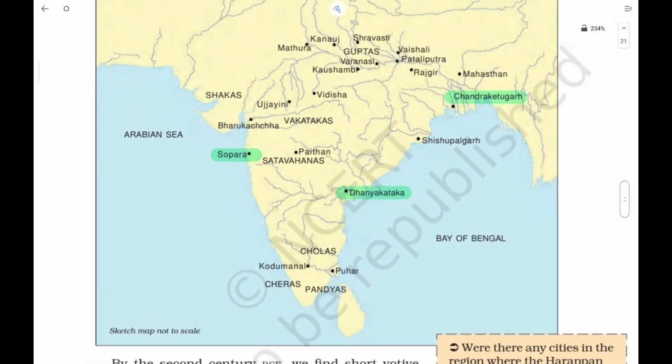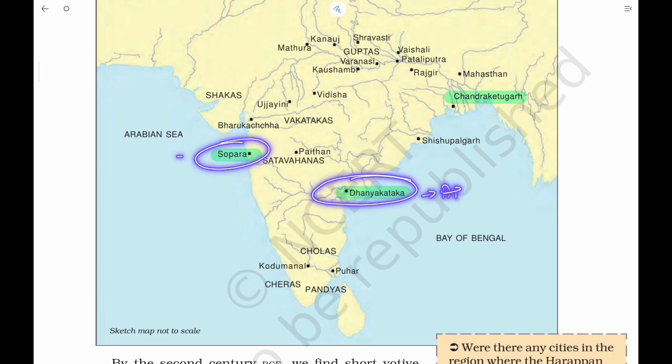Now you just need to know Dhandya Kantak is in Andhra Pradesh, Sopara is in Madhya Pradesh, Gujarat, not Gujarat but Maharashtra, and then this Chandraketugarh is in West Bengal, Shishupalgarh is in Odisha. The names of the places you need to know.